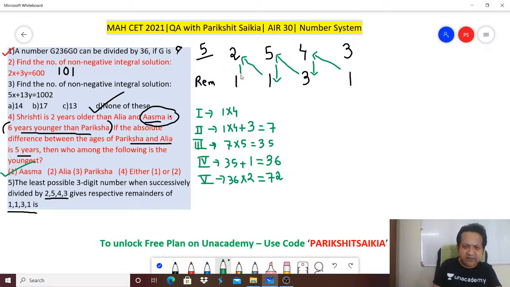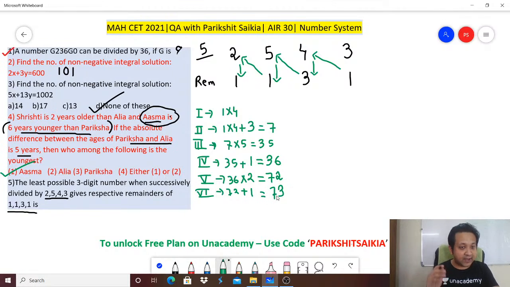Next, 72 plus 1. 72 plus 1 is how much? 73. So now verify. If you want to verify, please verify. Let's verify our answers, okay?